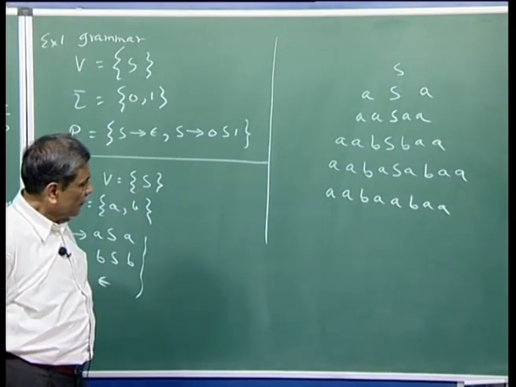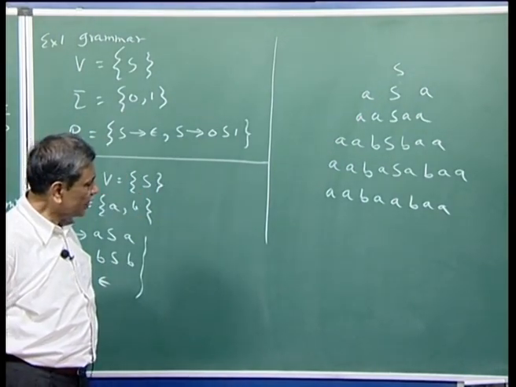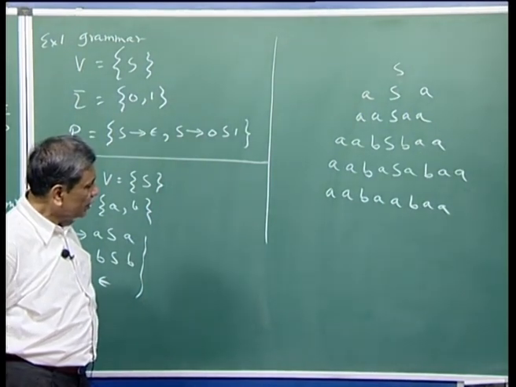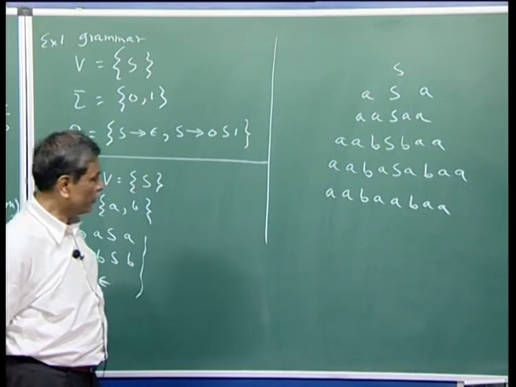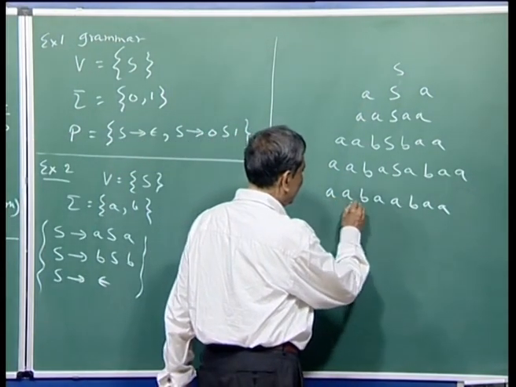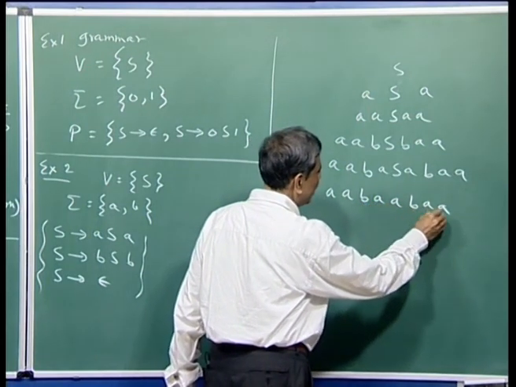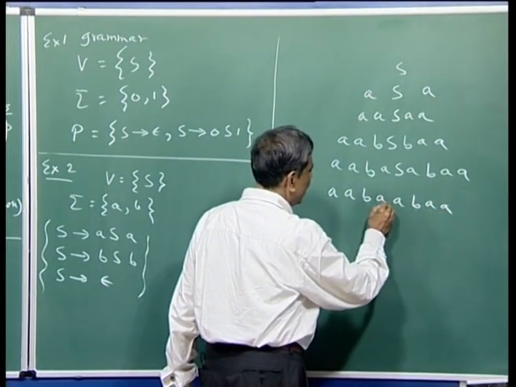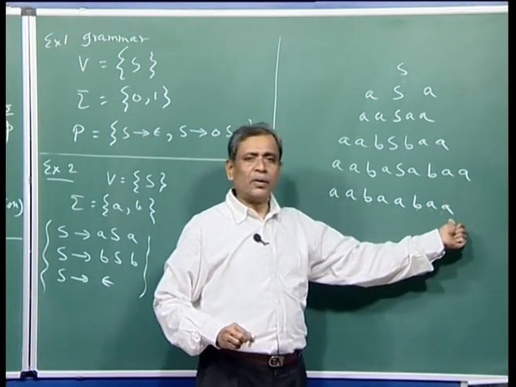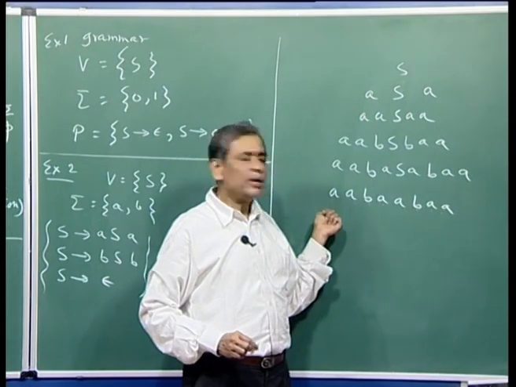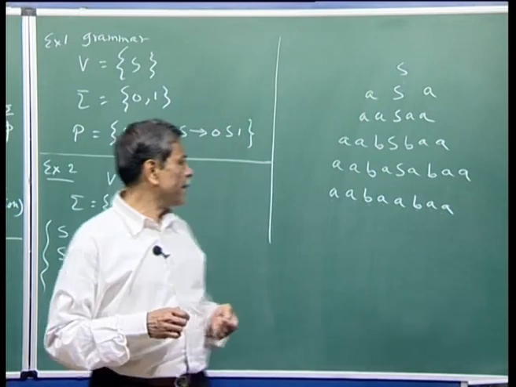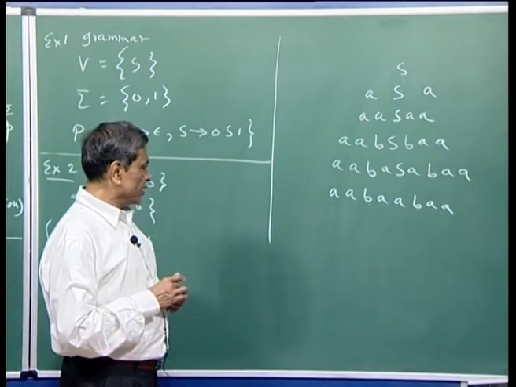What can you say about this string? That this string reads the same from left to right as well as from right to left, isn't it? A, A, B, A, A, B, A, A, right? Whether you read it from the left or you read it from the right, you get the same string. Such a string is called a palindrome, as you know. We have seen it in other contexts.